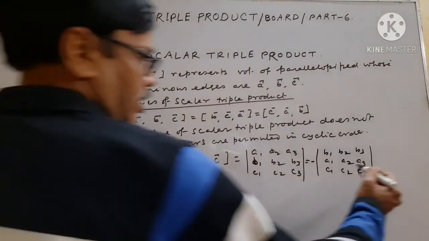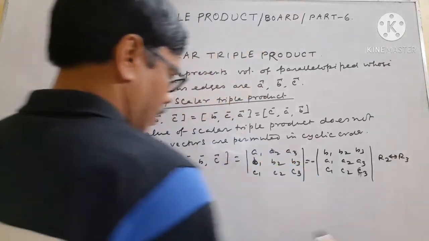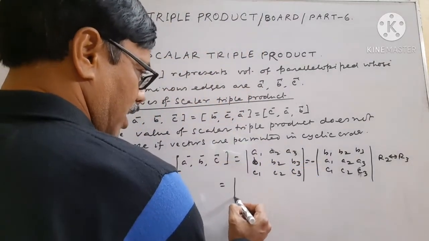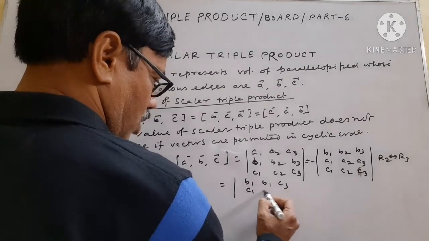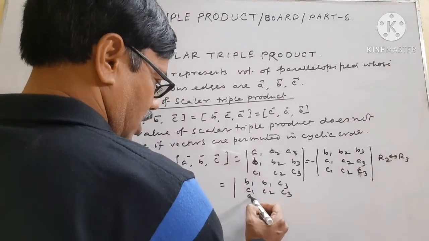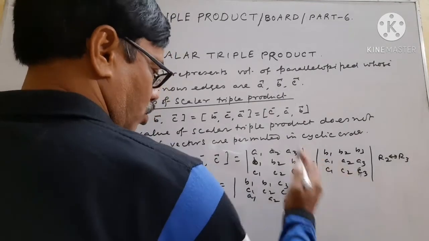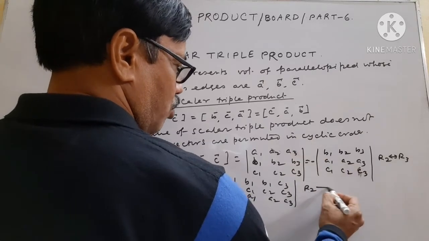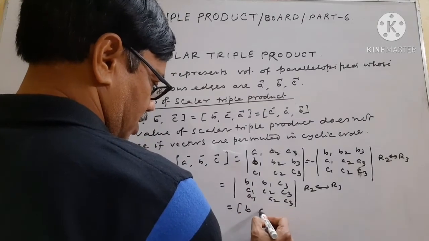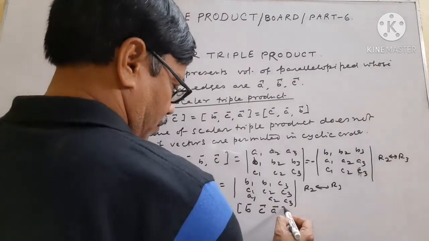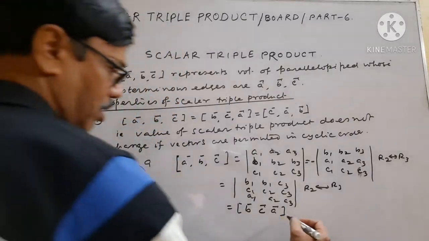Now, if we interchange R2 and R3, and then interchange again, we get C1, C2, C3; A1, A2, A3. So minus will be plus. So this is actually BCA. So this is the proof, a very simple proof.